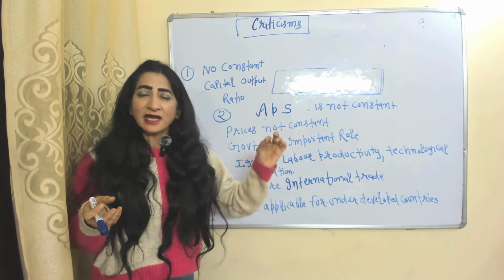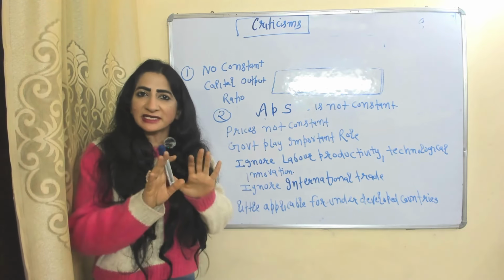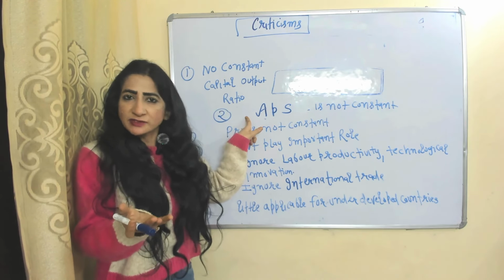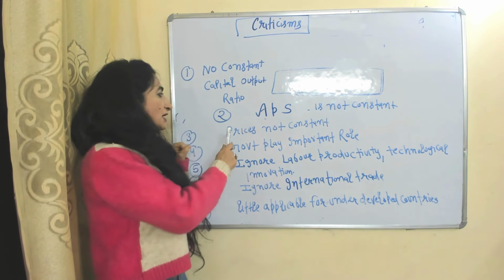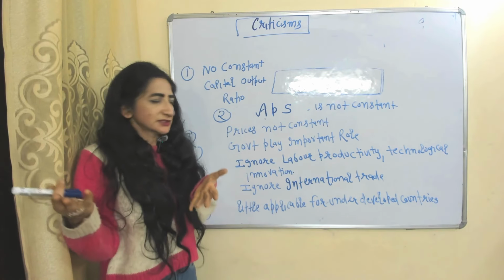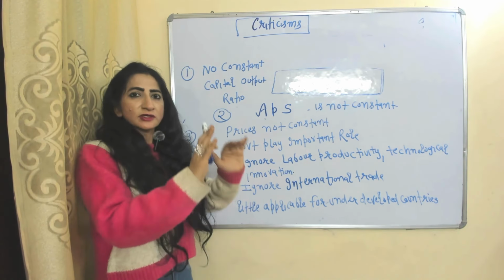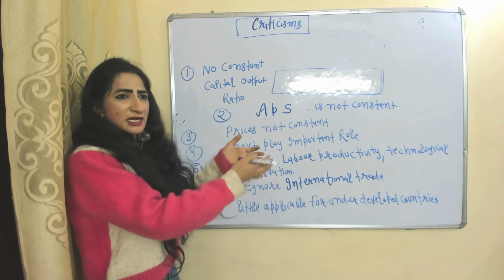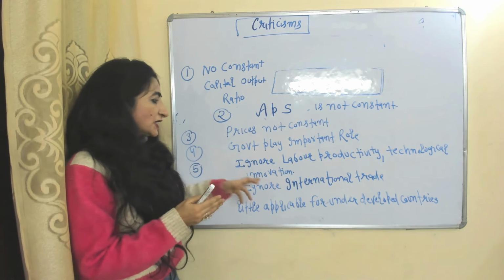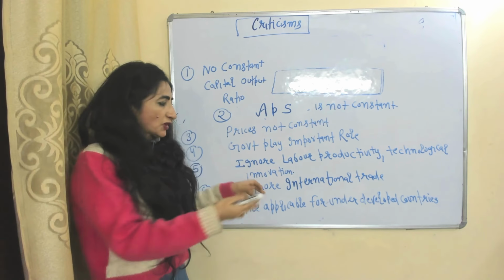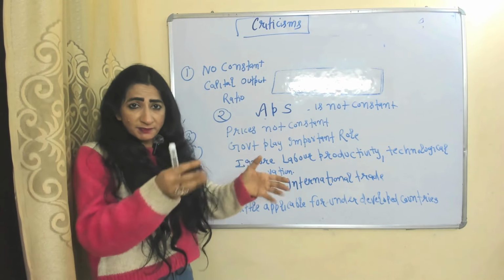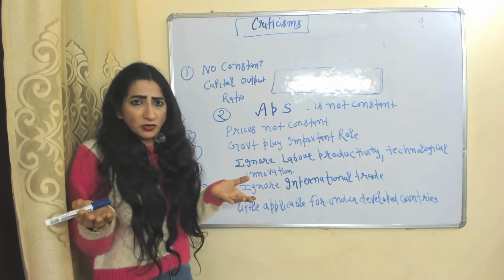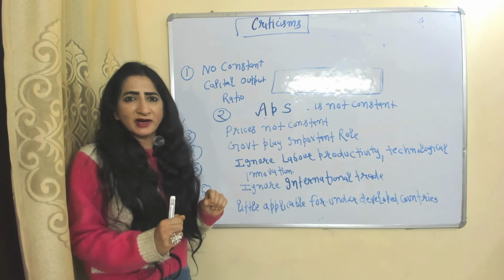According to this model, the capital output ratio is constant, but in reality it is not constant. According to this model, the average propensity to save is constant, but in reality this is not constant. Prices are not constant, but this model assumes prices are constant. According to this model, there is no intervention of government, but government plays a very important role. This model ignores labor productivity and technological innovation. This model is based on a closed economy, that's why it ignores international trade. As we know, international trade plays a very important role. This model is based on the experience of advanced capitalist economies, that's why it is little applicable in underdeveloped countries.